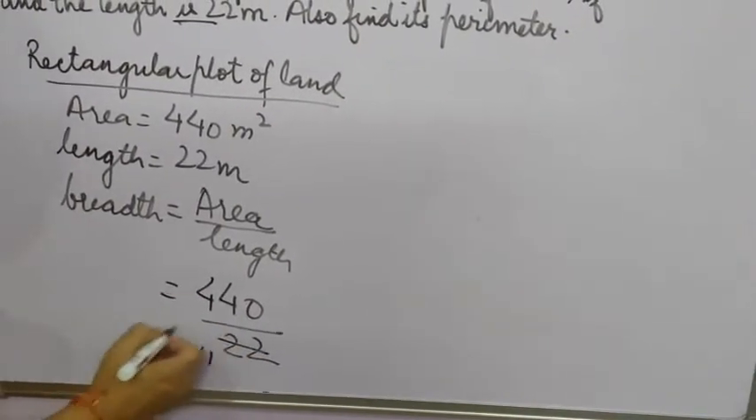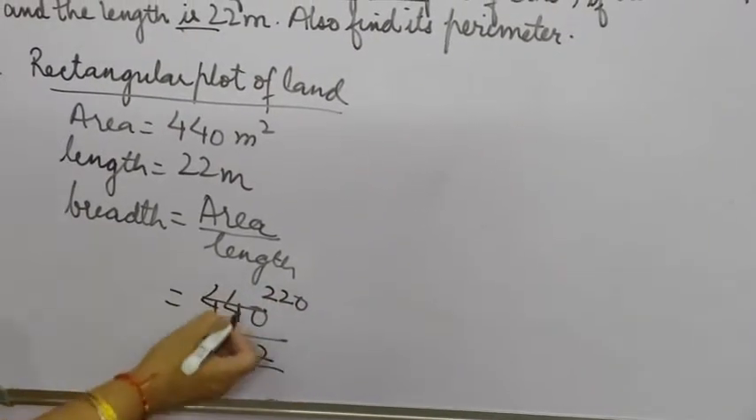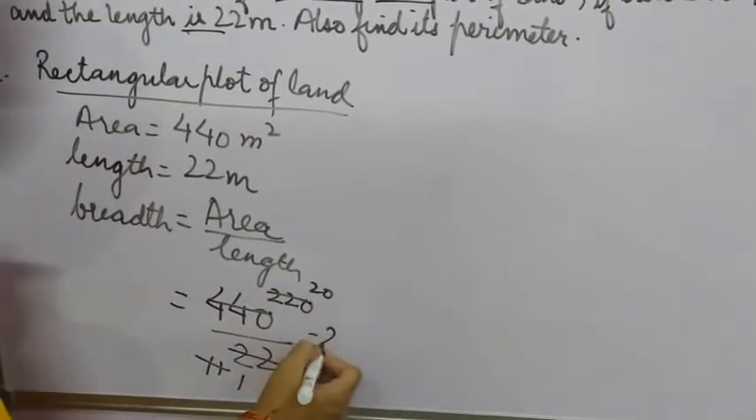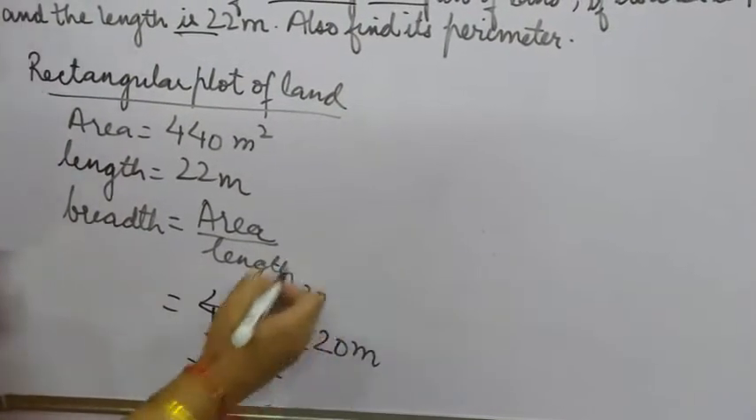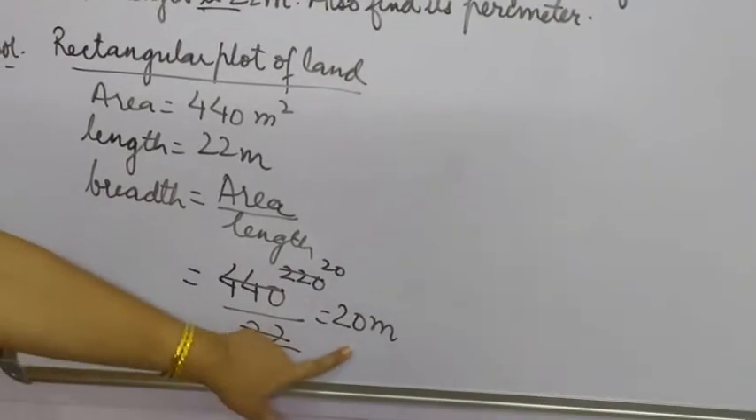Either you can directly divide it by 22 or you can divide it by first 2 and then 11 also. If I divide it by 2, then it will be like this, then divided by 11. So anyhow you calculate without making any mistake, you will get the breadth equal to 20 meters.